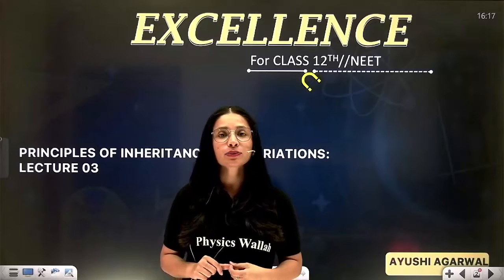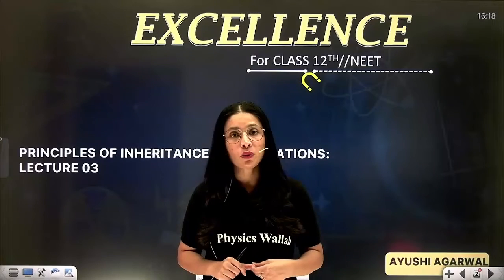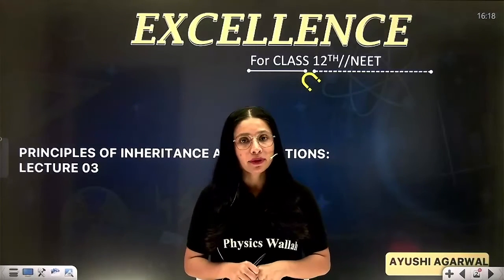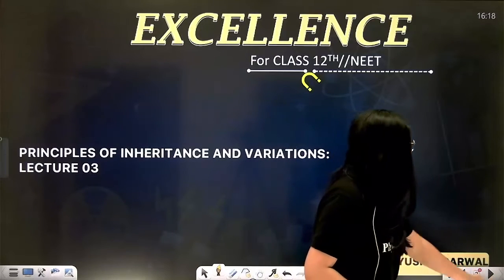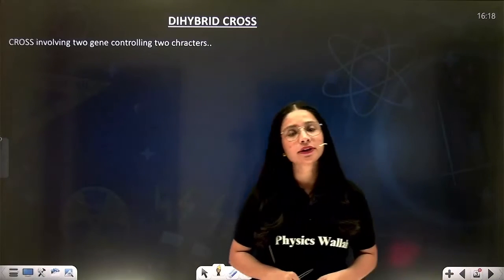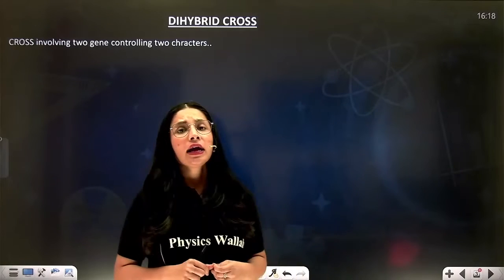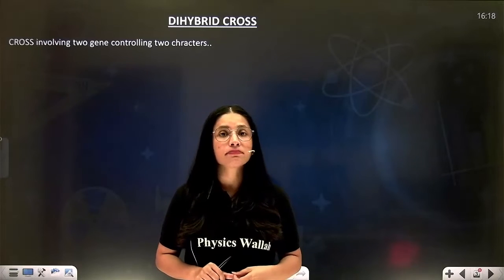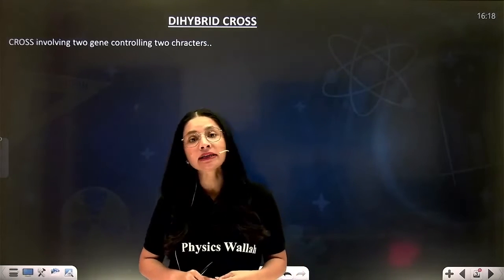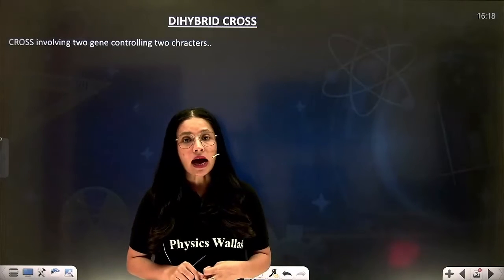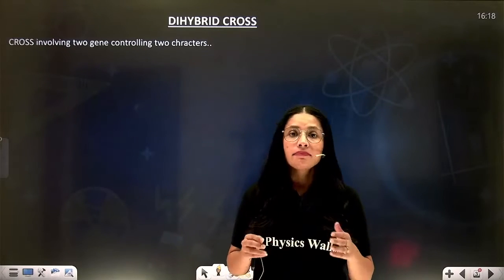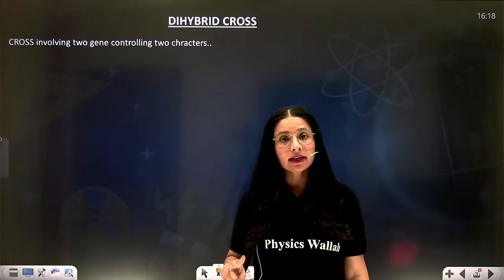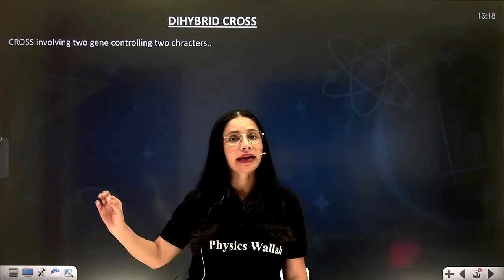In today's class, we are going to study Mendel's another work under the name Dihybrid Cross. So let's start with Mendel's Dihybrid Cross. Like in the monohybrid cross, Mendel studied the inheritance pattern of one gene controlling one character at a time. Now, in the dihybrid cross, Mendel tried to study the inheritance of 2 genes at the same time, controlling 2 different characters.